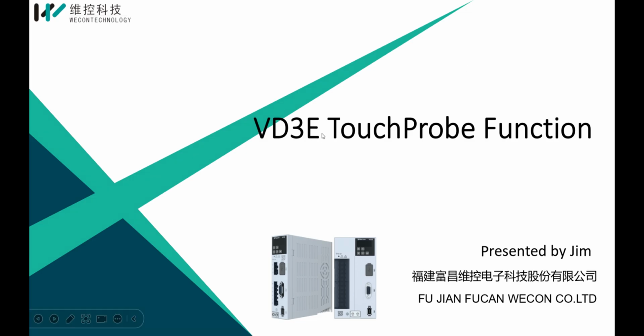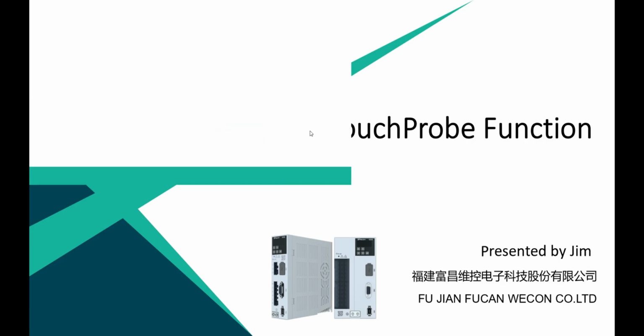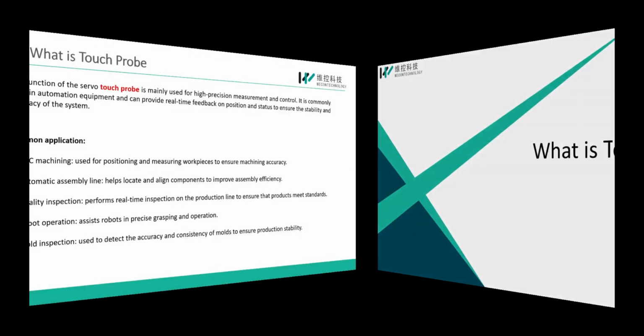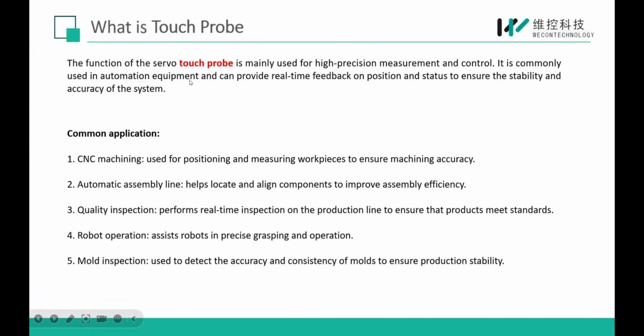Today I will introduce WECON touch probe function. This function is mainly used for high precision measurement control, and it is commonly used in automation equipment, and it can provide real-time feedback on speed and position to the driver.